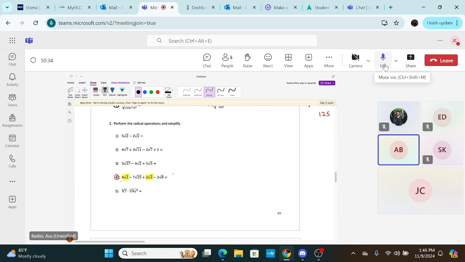When we are adding or subtracting, should we do anything to the radical?